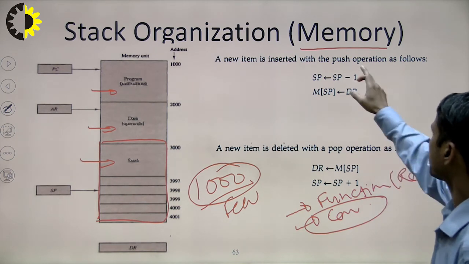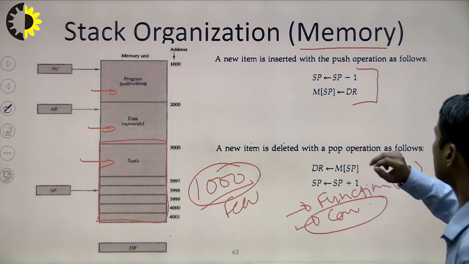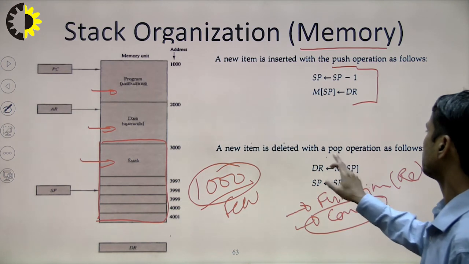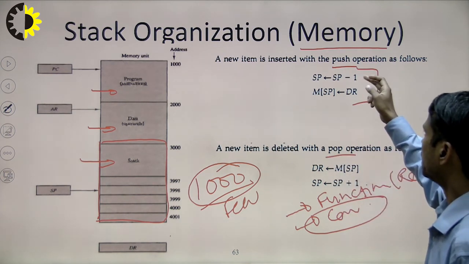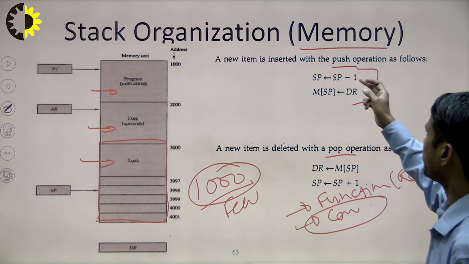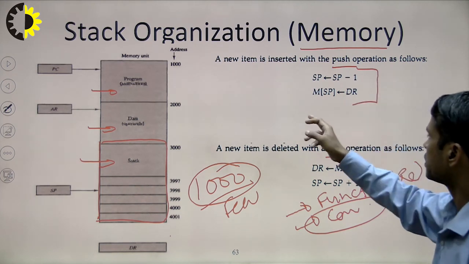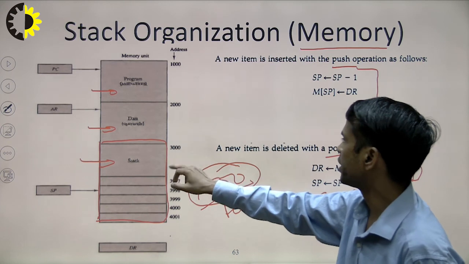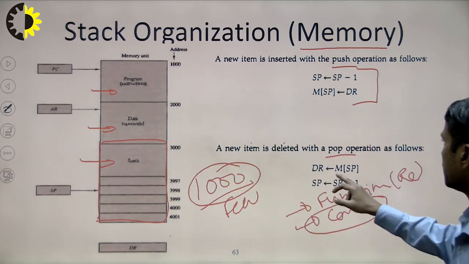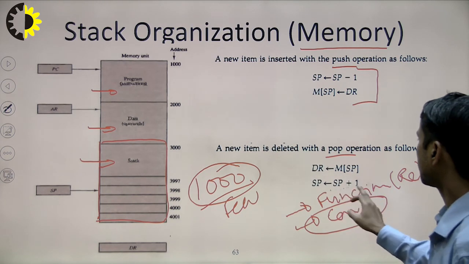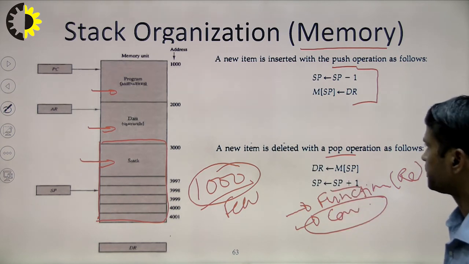Now the same push and pop operations are performed here also. For push, we reduce the stack pointer, because the stack is inverted, so we have to reduce it, and for pop we increment the stack pointer.